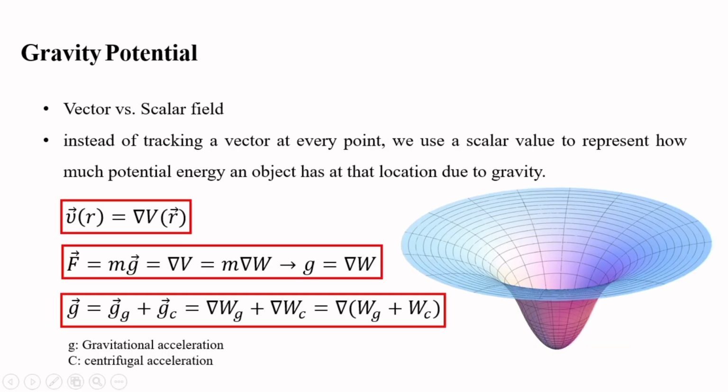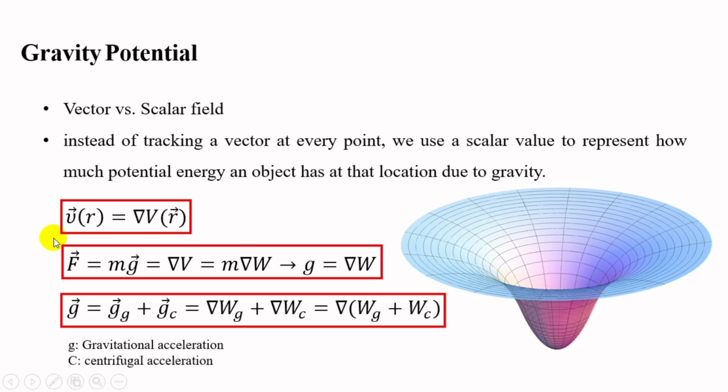The gravity field is a vector field, meaning at every point in space there is a vector. However, working with a scalar field is often simpler because only a single number is assigned to each point in order to represent how much potential energy an object has at that location due to gravity. Because the Earth's gravity is irrotational, it can be expressed as the gradient of a scalar potential. In other words, there exists a scalar field like V(r) that can be written in this form. This V, which is a scalar field, is called the gravity potential.